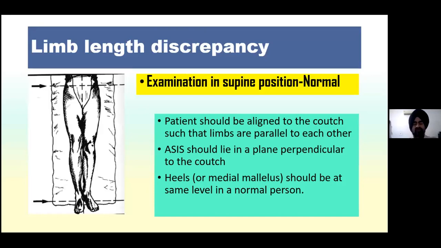So what we learn from this is the prerequisite for limb length is the anterior superior iliac spine should be at the same level. This we technically call the squaring of the pelvis.